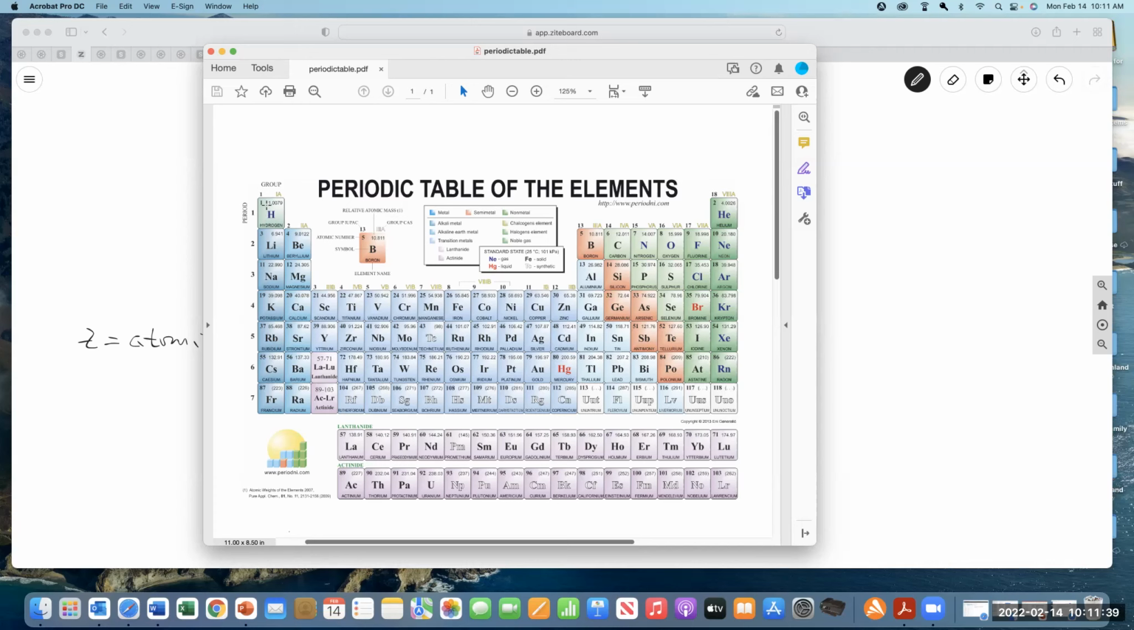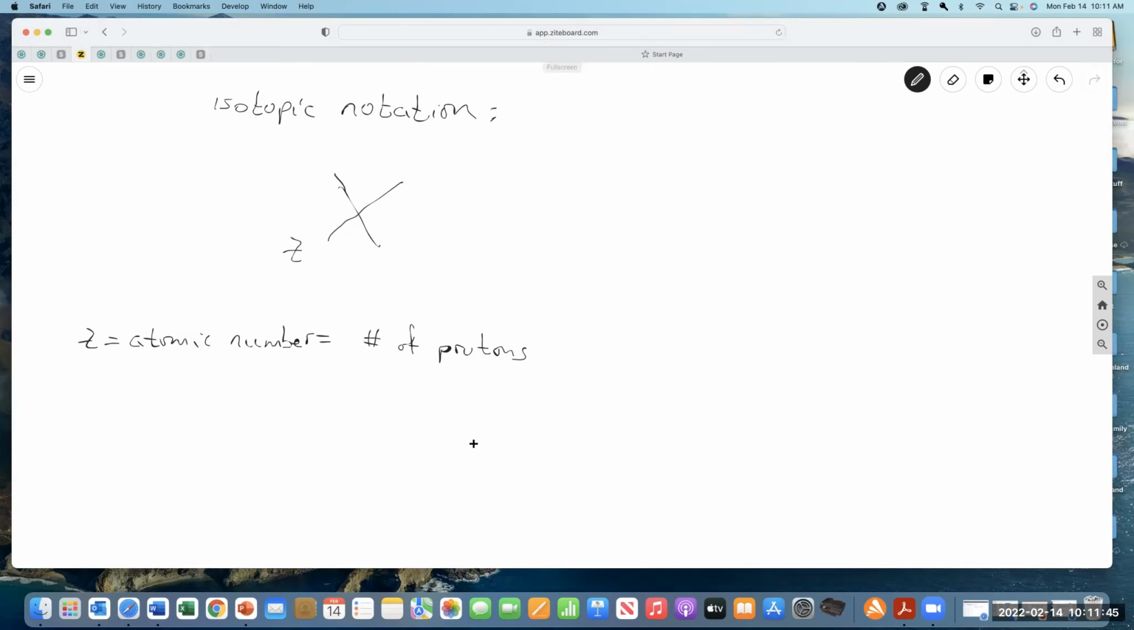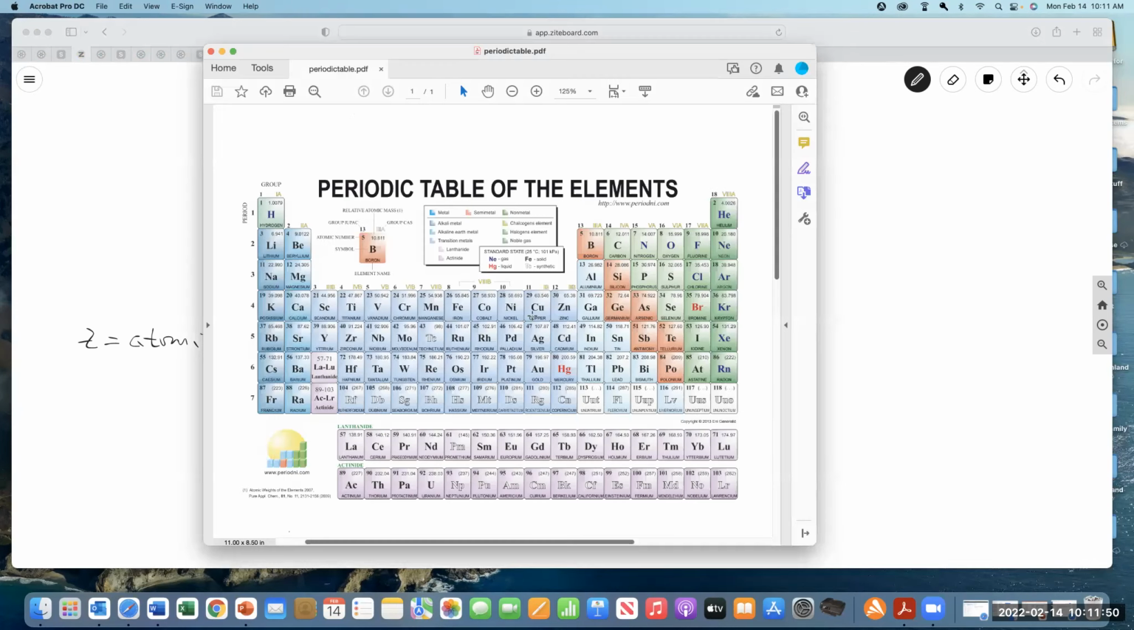So hydrogen is atomic number 1, helium is atomic number 2. The atomic number is the number of protons, all right? So if I was to ask you, what element has 6 protons? You would go, oh, it's C, carbon. You just find it on the periodic table.